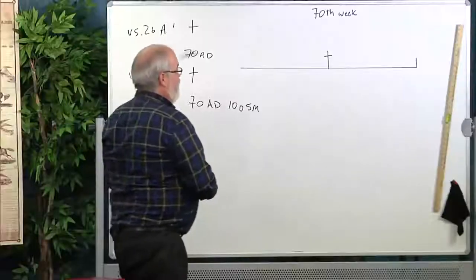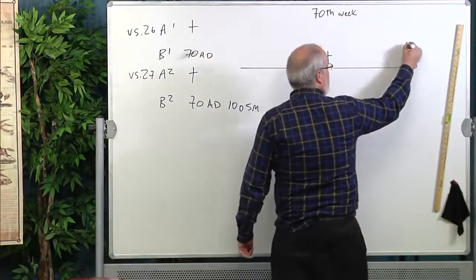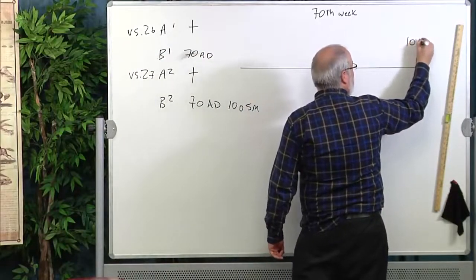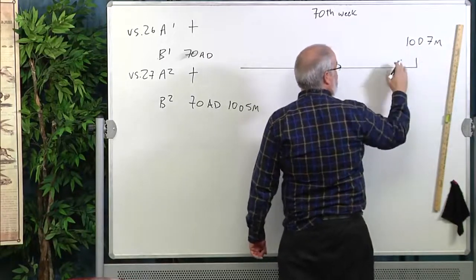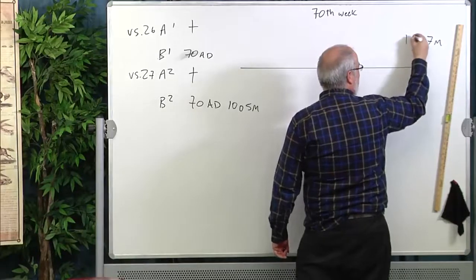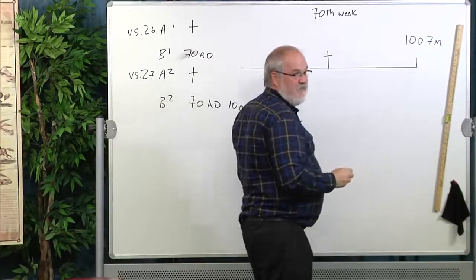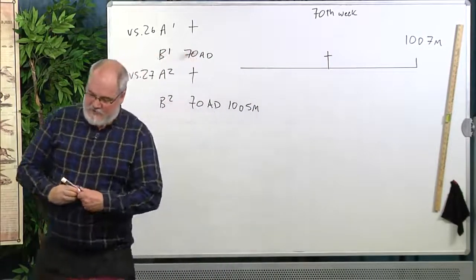So when would the 70 weeks end? The 10th day of the 7th month. Now we know Stephen is stoned that day, and what does he see? He sees heaven opened. That's in Acts chapter 7, verses 55 to 60.